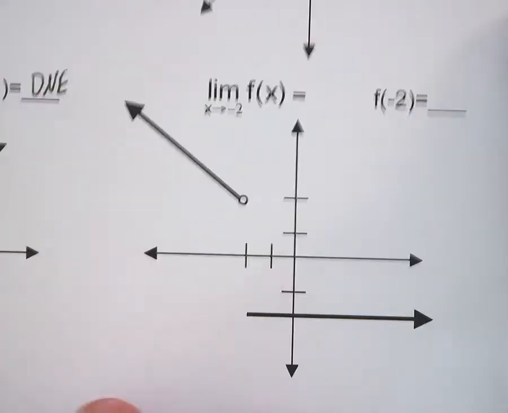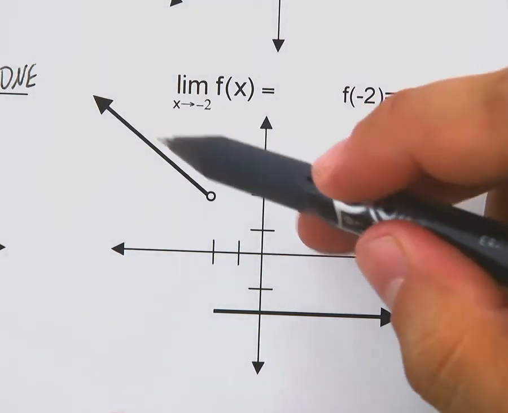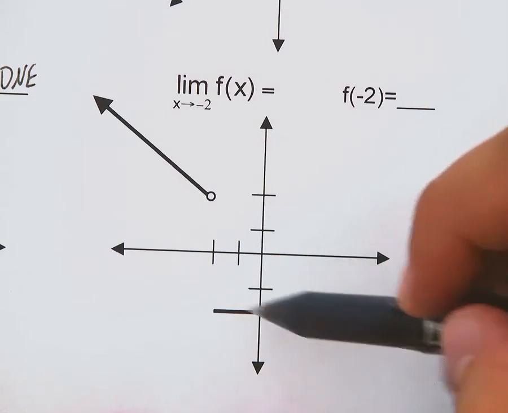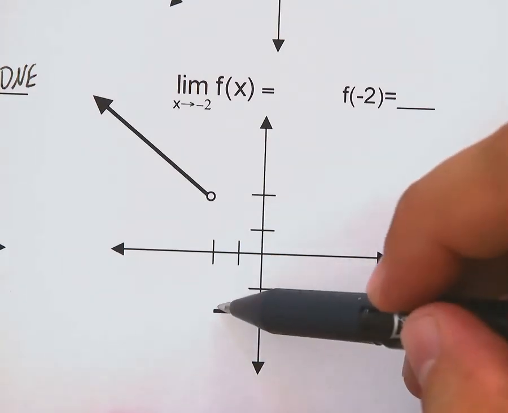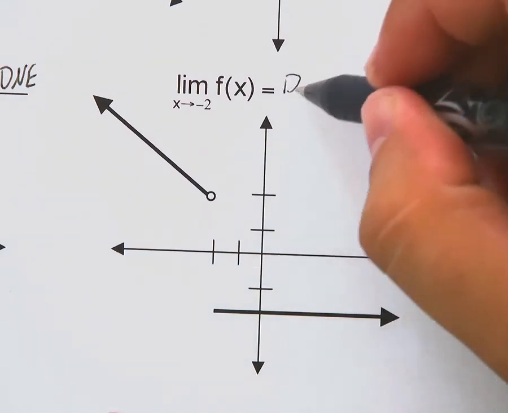All right, pause, rewind, reflect, do whatever you got to. The limit as x approaches -2 here: from one side it's going to +2, from the other side it's going to -2. Different values at C means that your limit does not exist.